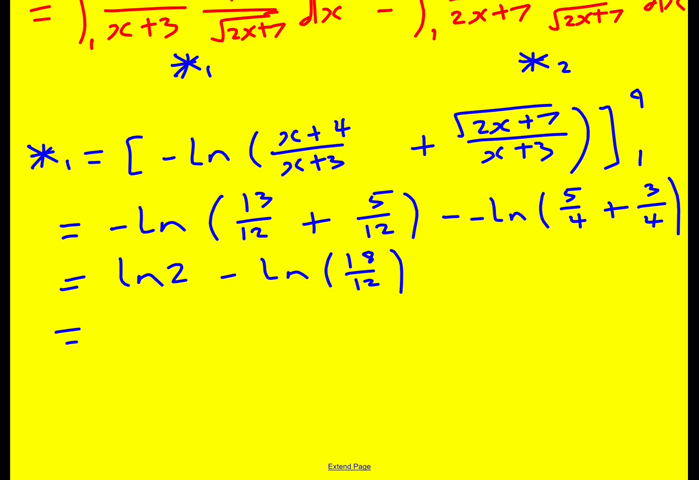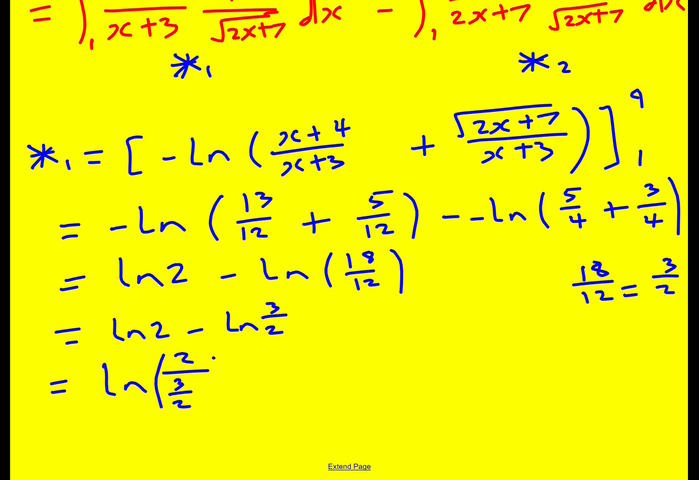18 over 12, 6 goes into both of these. So actually 18 over 12 is in fact 3 over 2. Which is the same as ln 2 over 3 over 2. Which is the same as ln 2 times 2 over 3, which is ln 4 over 3. And we've got a pretty neat answer for this part of the question.